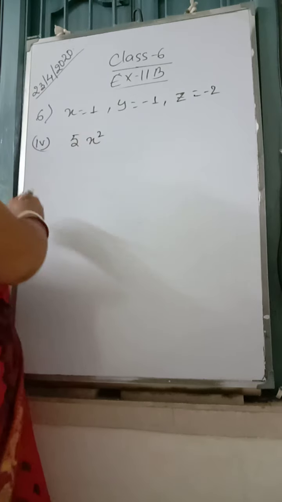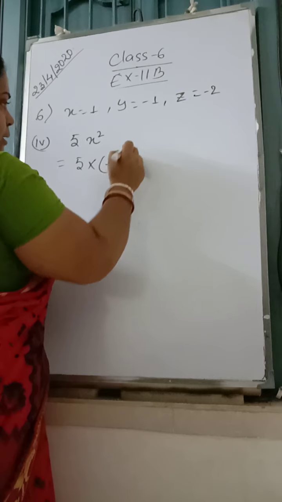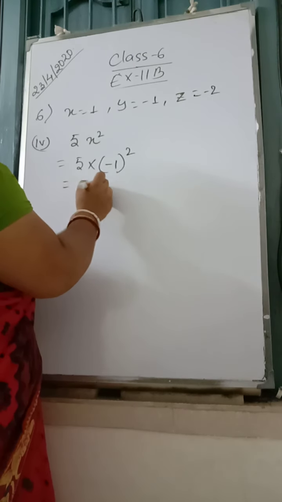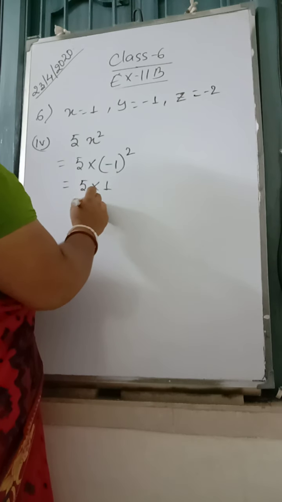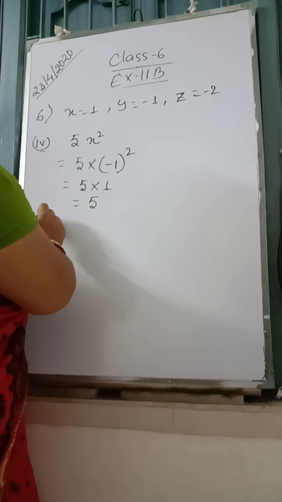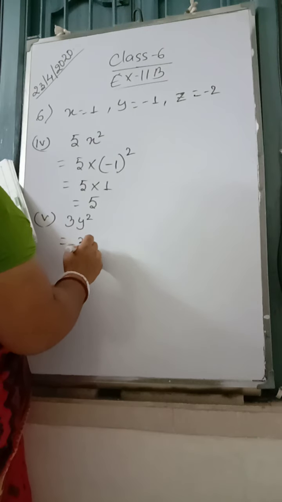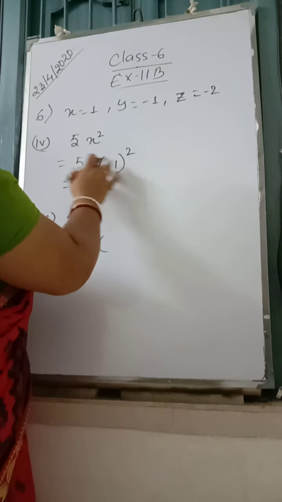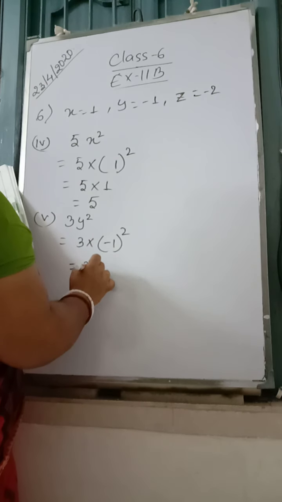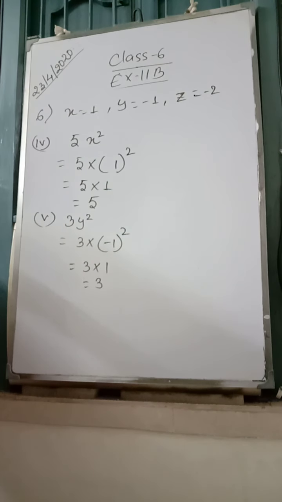It is 5x square. The meaning is 5 into the value of x, which is minus 1, whole square. So minus 1 into minus 1 gives you 1. This gives you 5. Now see question number 5, 3y square. So 3 into the value of y is, sorry, x was 1 only. Y is minus 1 whole square, so it gives you 3 into 1, 3. Minus 1 into minus 1 gives you 1, dear.